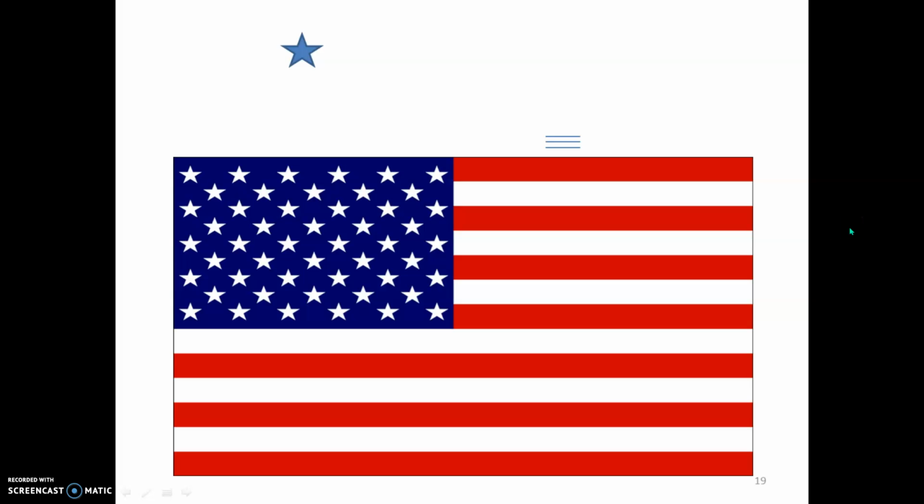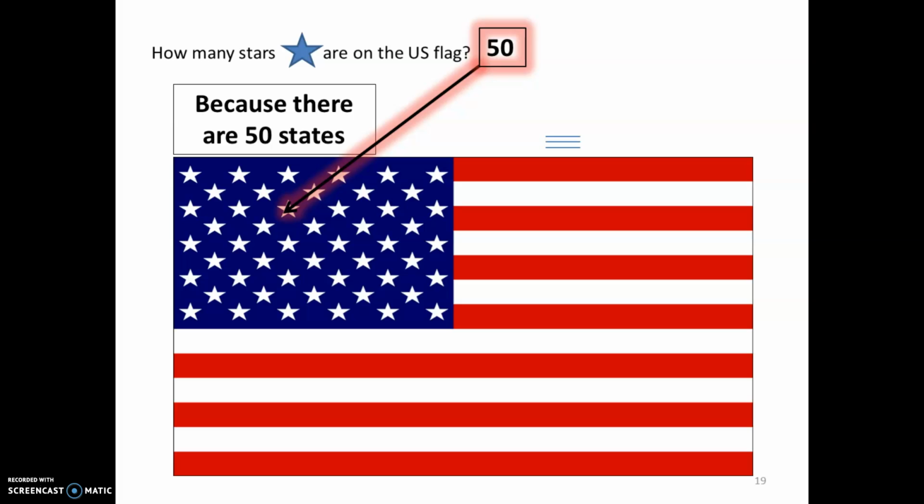So this is the U.S. flag. It has many stars, like this star right here. It also has stripes, like these. How many stars are on the U.S. flag? Yes, there are 50 stars because there are 50 states. You'll learn more about the stripes next week, but do you know how many stripes are on the U.S. flag? Yes, there are 13.